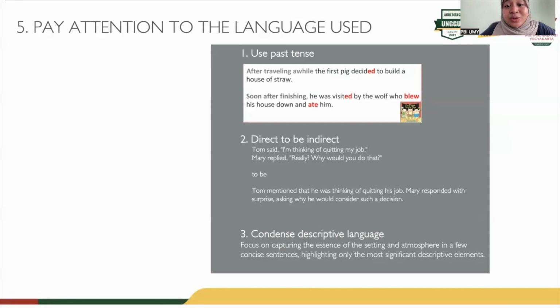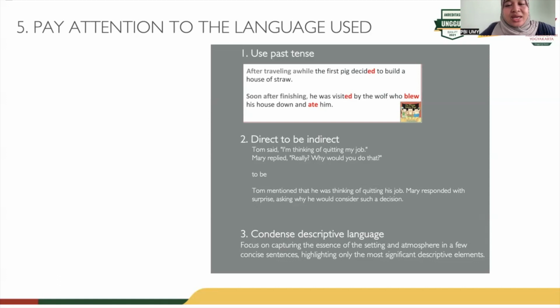Like for example, this one. Tom said, "I'm thinking of quitting my job." Mary replied, "Really? Why would you do that?" And you need to change it to be this one. Tom mentioned that he was thinking of quitting his job, and so on. So without question, without quotation mark.